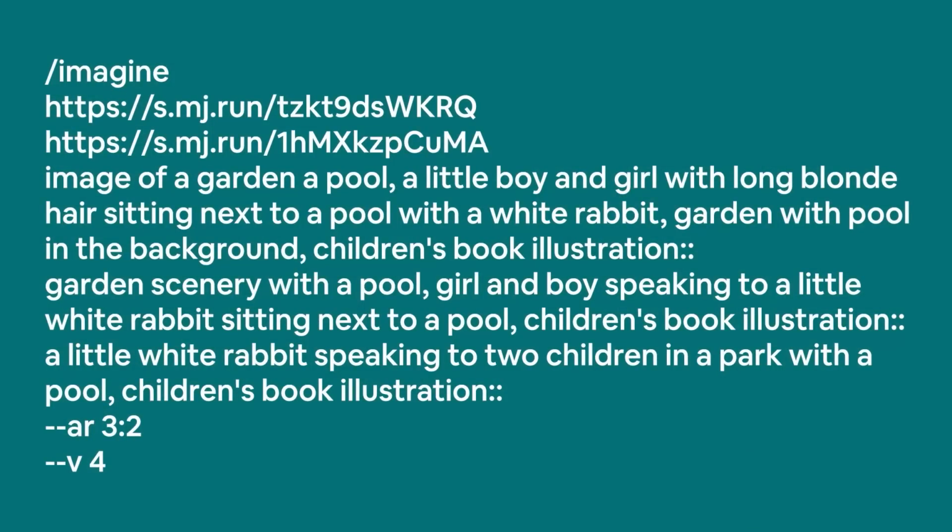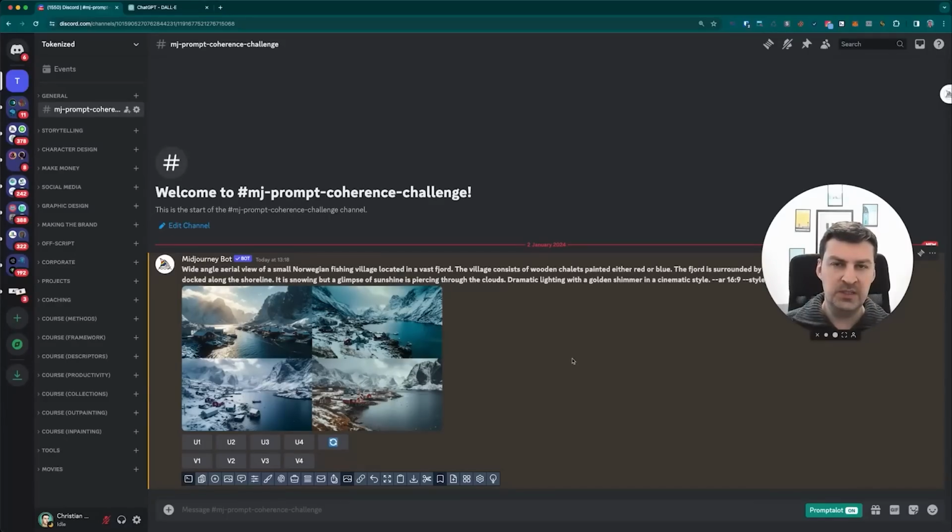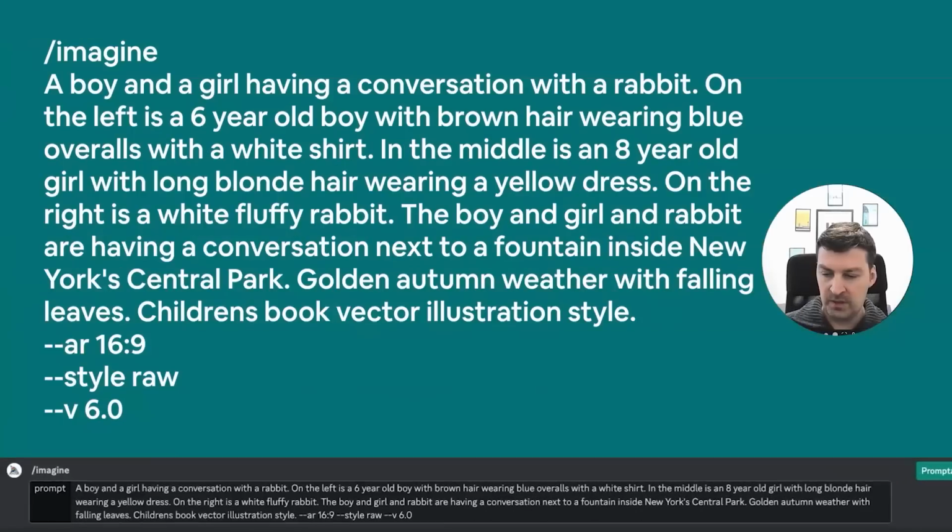And it produced images that looked like this. At the time, it was incredibly difficult to prompt something like this. But today, things look very different. I'm going to use slightly different elements in this prompt, but the core concept from back then is still going to remain the same. A boy, a girl, and a white rabbit having a conversation in a park. So here's the prompt. Imagine then a boy and a girl having a conversation with a rabbit.